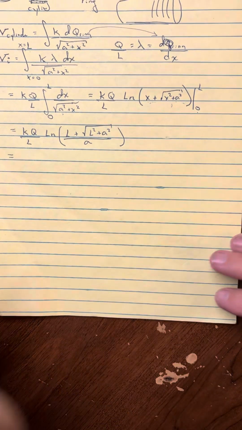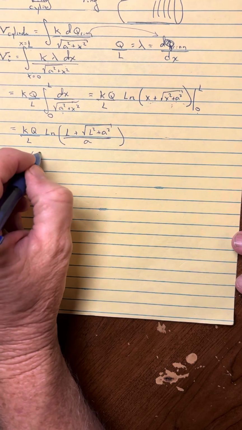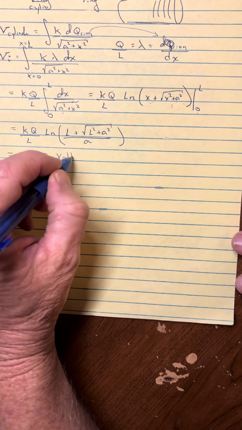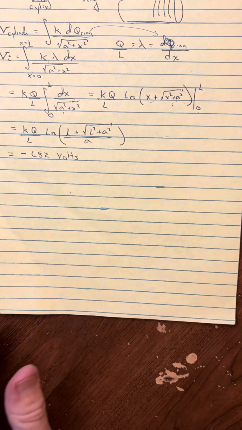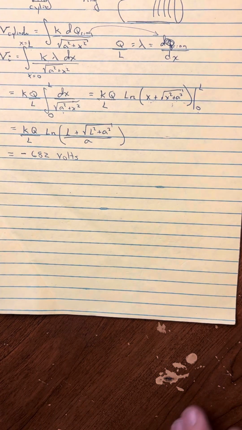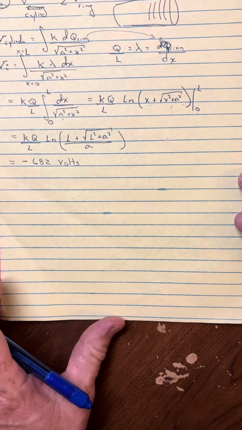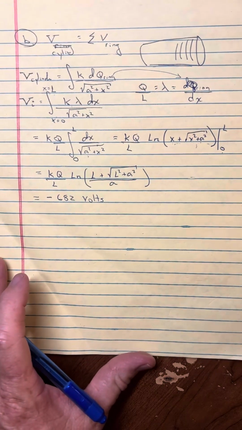And I get a negative 682 volts. Good. Kind of happy with that. It's still negative, and it's way less than the 1,035. Not quite half as much, and so looking good.